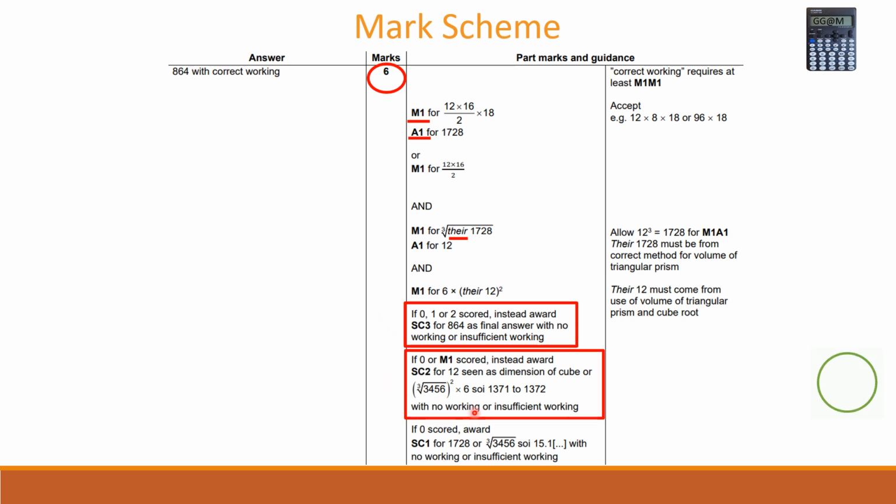If you got any of these values here that I'm highlighting at the minute, you would have got 2 marks with no working or insufficient working. And the last one for 1 mark, if you wrote 1728 or the cube root of 3456 or 15.1 with no or incorrect working, that will give you your 1 mark for just writing down those values. But make sure you show your working out. The mark scheme clearly says it's the answer 864 with correct working.